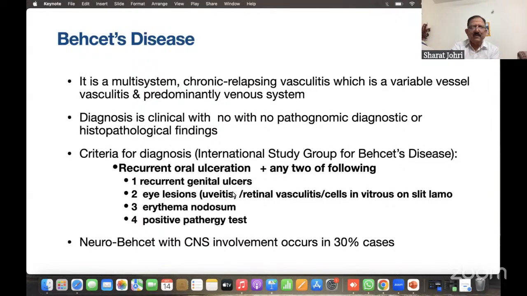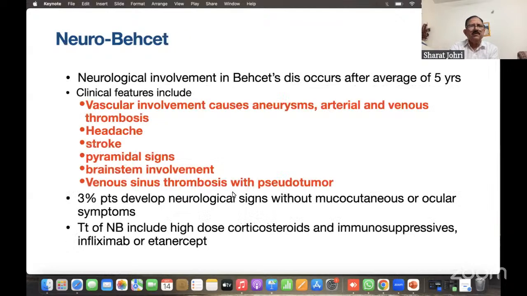And neuro-Behçet's involvement occurs in about 30% of cases of Behçet's. Neuro-Behçet's can present after an average period of about 5 years of Behçet's disease, and it can present as vascular involvement causing aneurysm, arterial and venous thrombosis, headache, stroke, pyramidal signs, brain stem involvement, and venous sinus thrombosis. 3% of patients develop neurological signs without even mucocutaneous or ocular symptoms. Neuro-Behçet's treatment includes high dose corticosteroid and immunosuppressives. The treatment is by and large the same, but we have to differentiate it from primary CNS vasculitis. The duration of treatment differs in these two diseases.